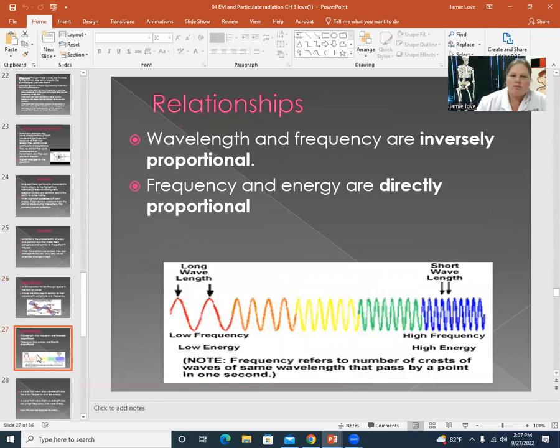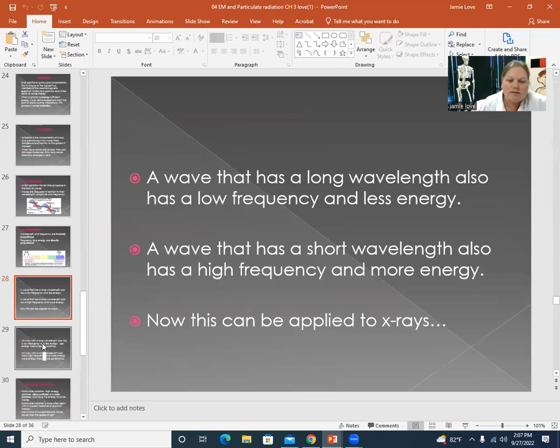Another little thing about the relationship of these wavelengths you need to know: they are inversely proportional, meaning they're opposite. Wavelength and frequency, opposites. Frequency and energy are direct, or they go together the same way. If we increase frequency, we're increasing energy. If we increase frequency, more frequent, that's a shorter wavelength or a decrease in wavelength. So opposites there. A couple of different ways to say it.